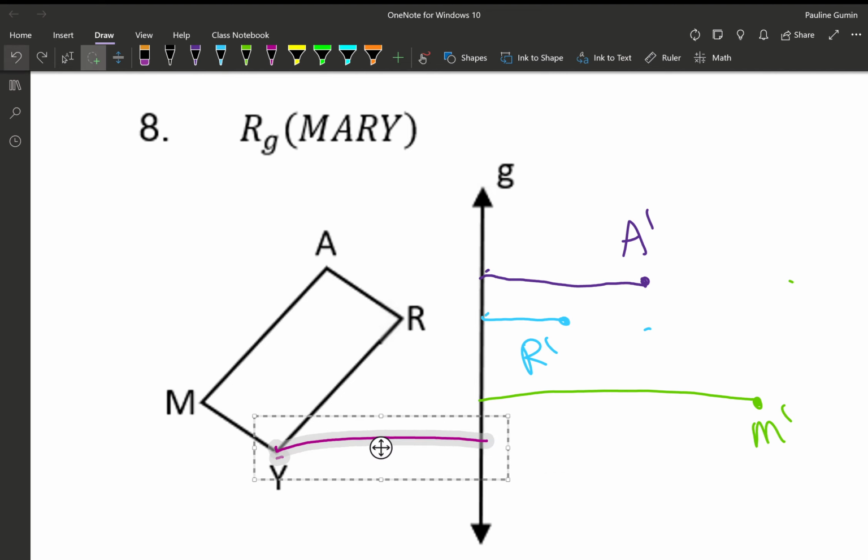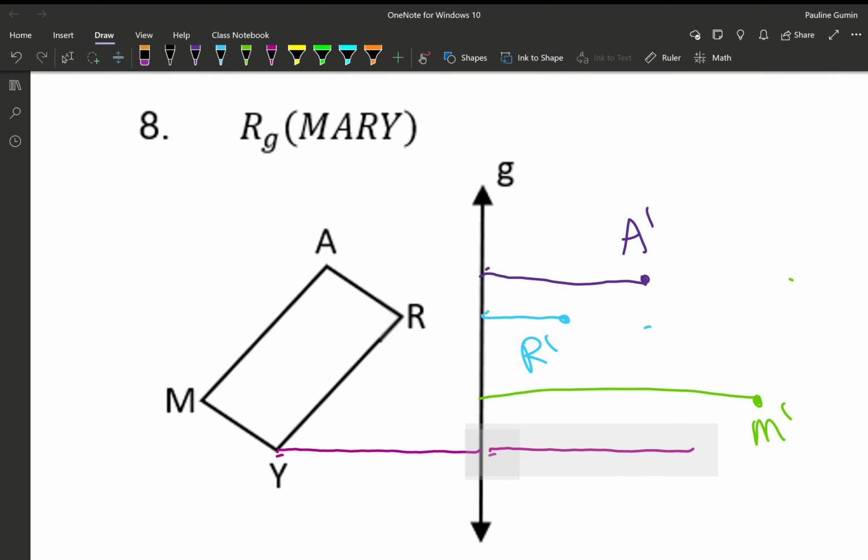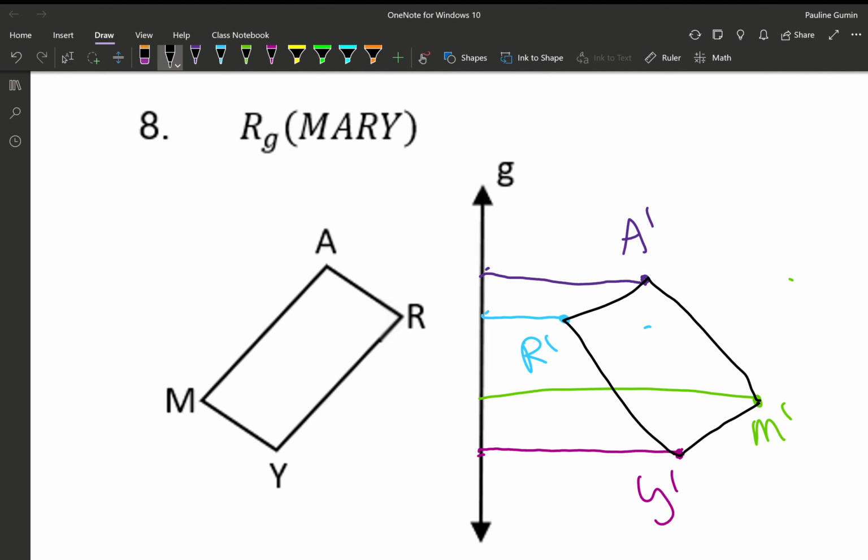Wow, that is not a straight line. Let's try that again. I know all of my lines aren't perfect, but that was a little too curvy. That's better. Okay. All right, let's call that Y prime. And let's connect it: M to A to R to Y to M. You know, that's not bad.